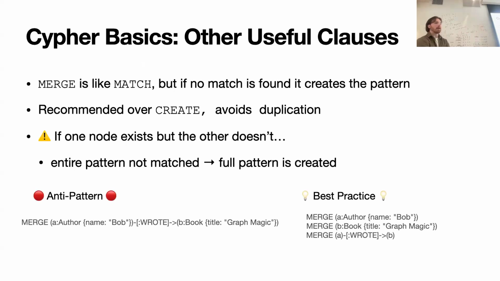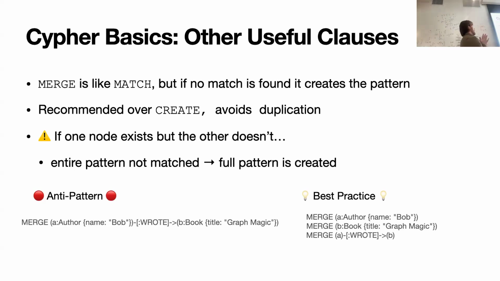Okay, some other Cypher basics that I want you to be aware of. There is a merge keyword, and this is probably what you'll be using most often instead of create. It's like a match and then a create. So first merge tries to find the pattern of what you're trying to create in the database. If it exists, it doesn't do anything, so you don't have to worry about creating duplicates. And if it doesn't find it, then it creates the pattern that you're providing. This is recommended over create. It avoids duplication, as I said earlier.